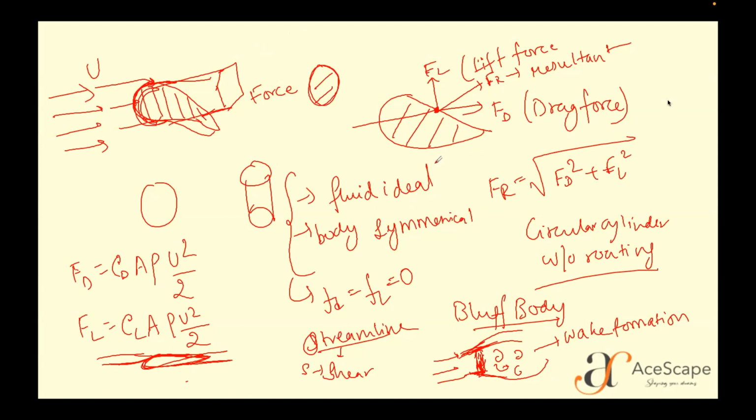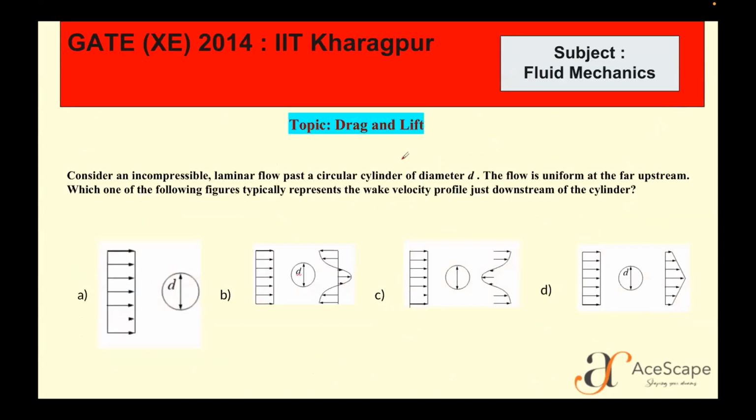So I'll come back to this question. Consider an incompressible laminar flow past a circular cylinder of diameter d. The flow is uniform at the far upstream. Which one of the following figures represents the velocity profile just downstream of the cylinder? This is my body, your flow is happening. You have to tell me how the velocity will occur across this surface, across the upside and below the surface. Will there be separation, or will there be a retardation of the velocity?